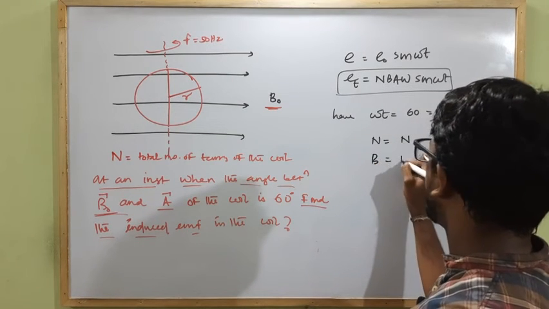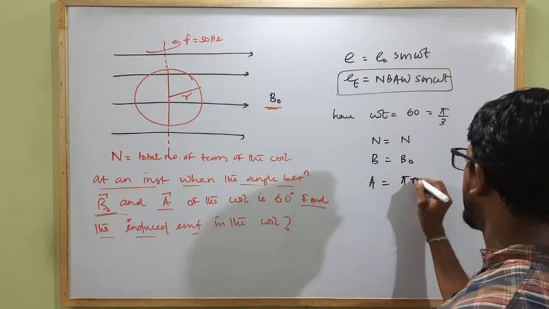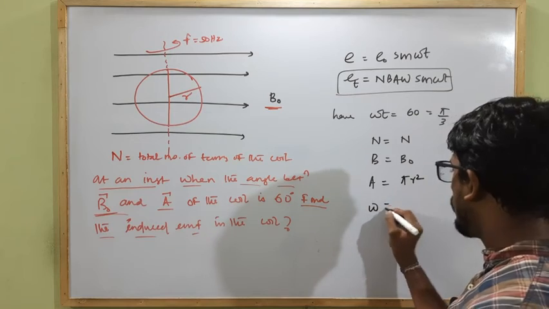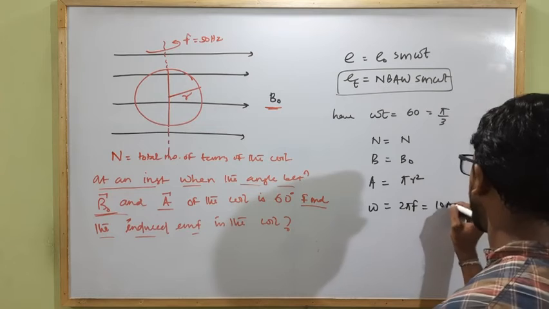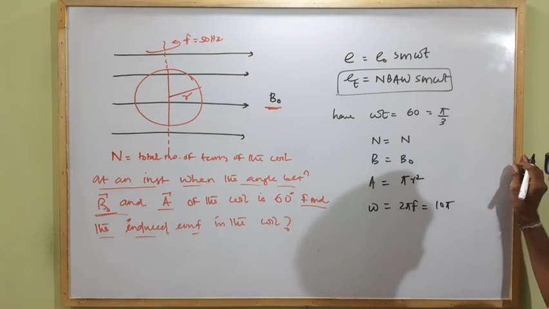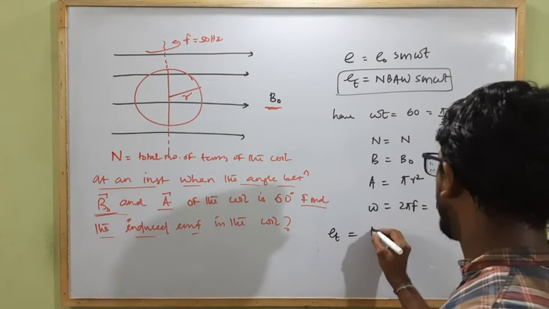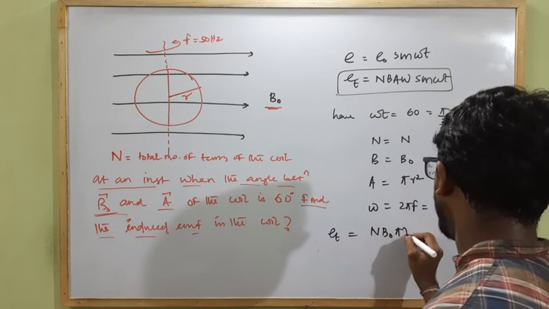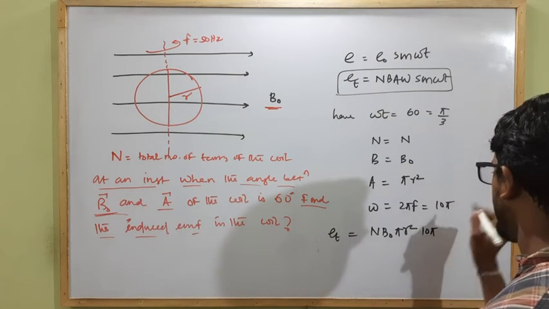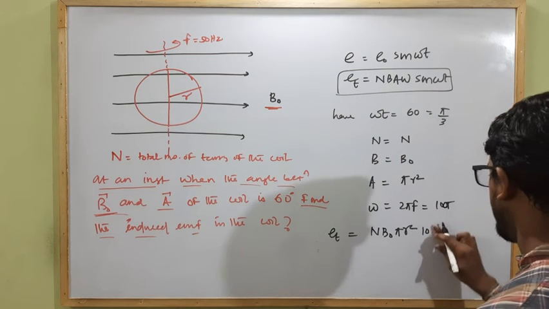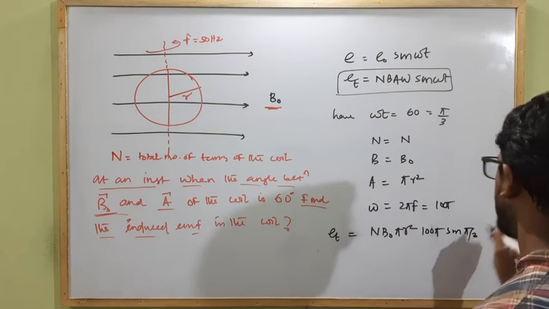The B will be given as B naught. Area of the circle will be how much? Pi r square, and omega will be how much? The frequency is given as f, so omega equals 2 pi f, that is 100 pi, because f is 50. So putting all these values, the instantaneous value of induced EMF will be n B naught pi r square. In place of omega it will be 100 pi into sin pi by 3.